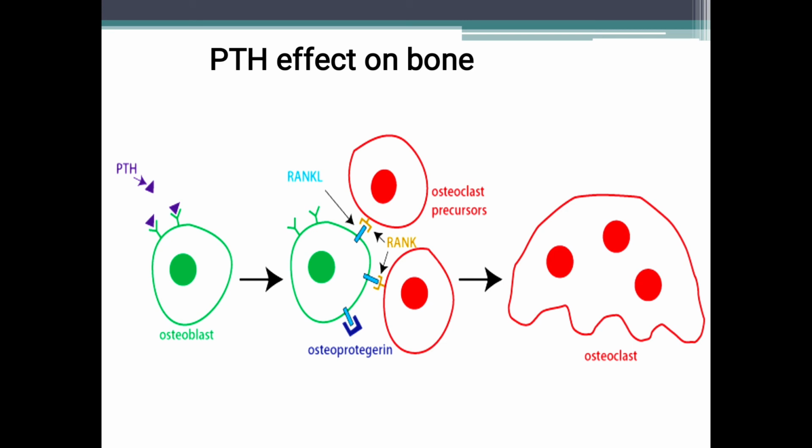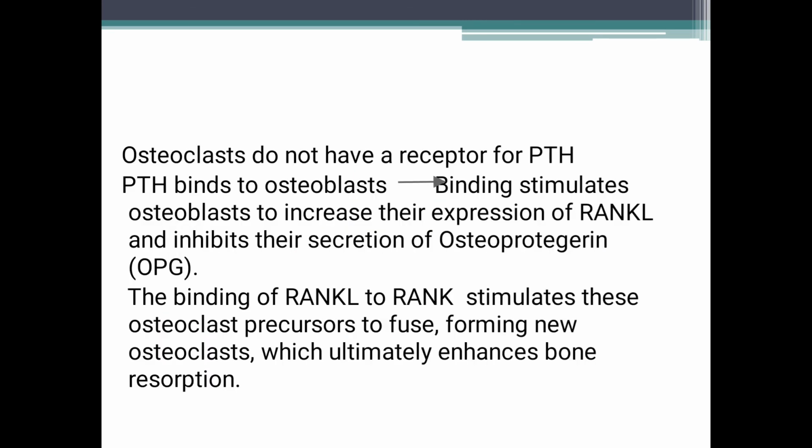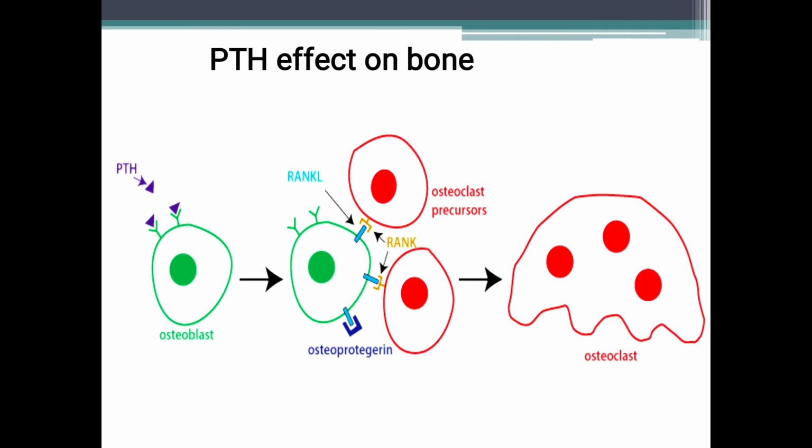So it decreases the osteoprotegerin and increases the expression of RANKL, so that the RANKL will go and bind with the RANK receptors present in the osteoclast precursors. The binding of RANKL to RANK stimulates the osteoclast precursors to fuse, forming new osteoclasts, which ultimately enhance the bone resorption. Since the osteoclasts do not have the PTH receptors, the osteoblast increases the expression of RANKL and inhibits the secretion of osteoprotegerin. With no osteoprotegerin, the RANKL goes and binds with the RANK receptors. This stimulates the precursors to fuse and form new osteoclasts, which helps in bone resorption.